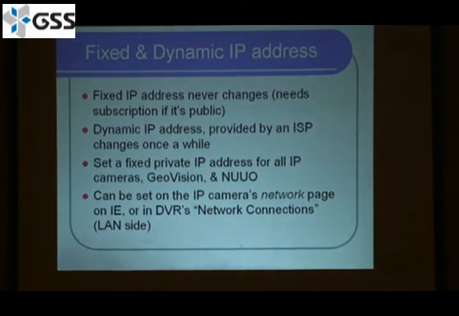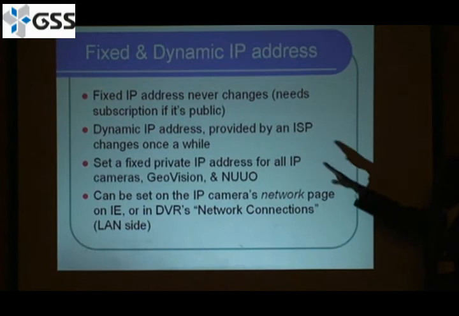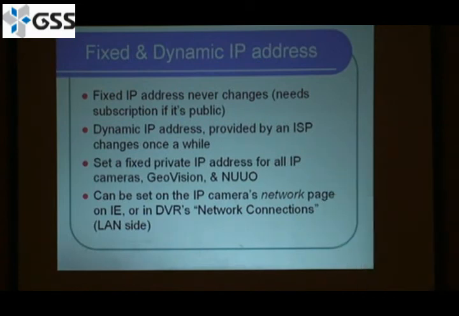Let's come to fixed and dynamic IP addresses. We mentioned them before. The fixed IP address is always required for IP cameras. A fixed IP address never changes, and it needs a subscription if it's an internet IP address. But you can also have a fixed IP address in your network, and that's private. You don't have to pay for that. A dynamic IP address, if it's provided by an internet service provider, or if you set it dynamic, will always change. You don't have much control over it. It's the DHCP server, your router, that has control.